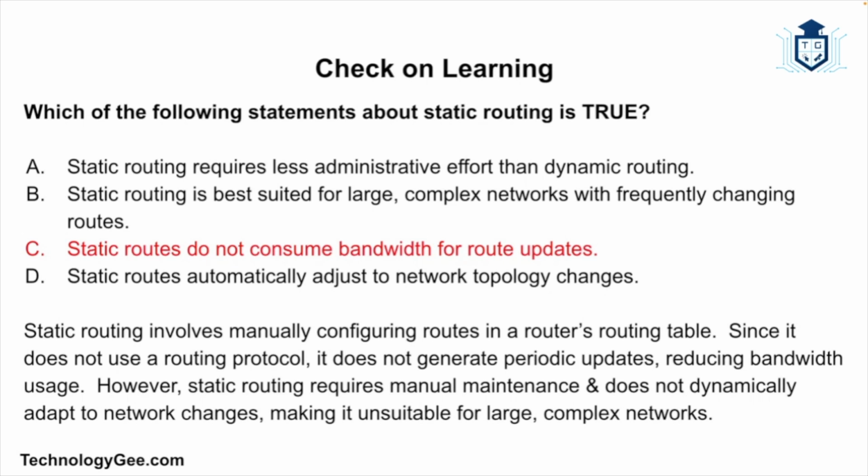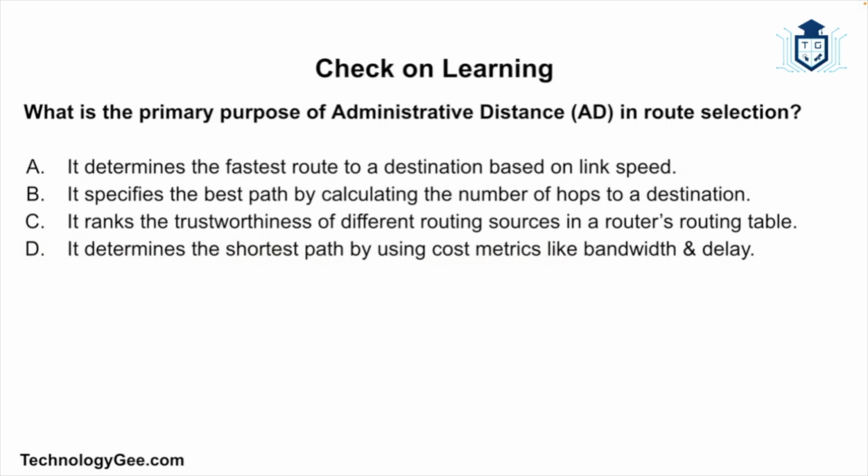So static routing involves manually configuring routes in a router's routing table. Since it does not use a routing protocol, it does not generate periodic updates, reducing bandwidth usage. However, static routing requires manual maintenance and does not dynamically adapt to network changes, making it unsuitable for large, complex networks. Next question. What is the primary purpose of administrative distance in route selection?